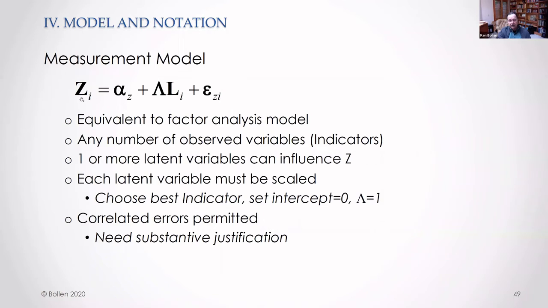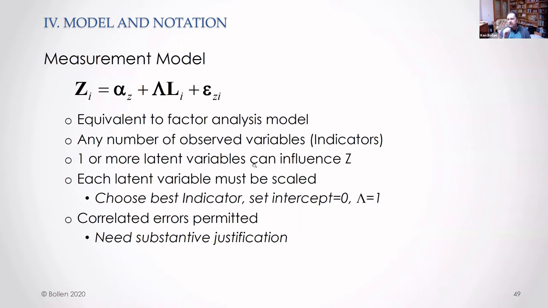There can be any number of indicators or measures. There can be one or more latent variables influencing the Z. I showed you a diagram which was fairly clean, where each measure only related to one latent variable. But there's absolutely no reason why we couldn't have a diagram where there was more than one latent variable influencing individual measures. This is just repeating what I said on the scaling indicator. You select what you think to be the best indicator, set its intercept to 0, set its factor loading to 1. You can have correlated errors.